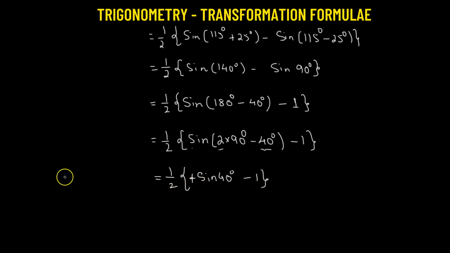Now we were asked to find the value of sine 25 degrees times cosine of 115 degrees. So the result comes out as half of sine 40 degrees minus 1.